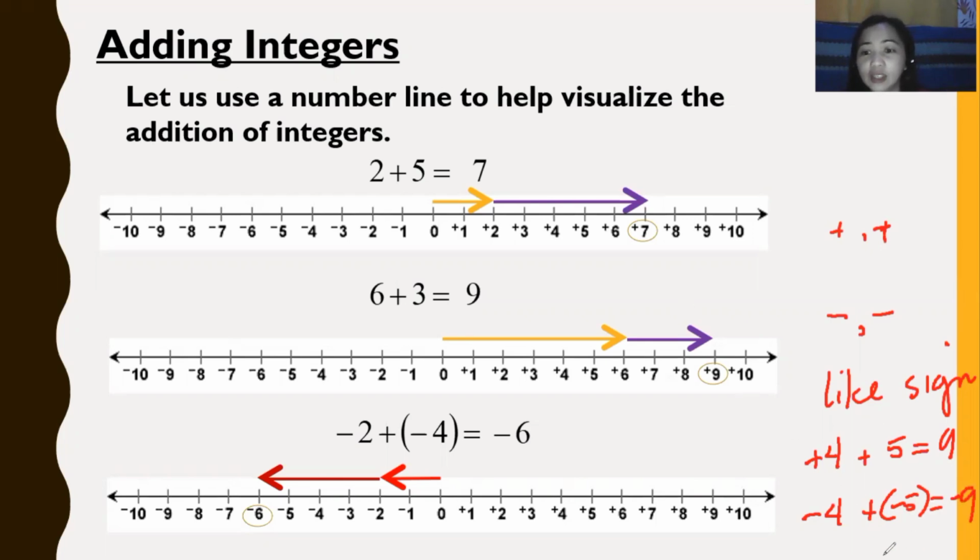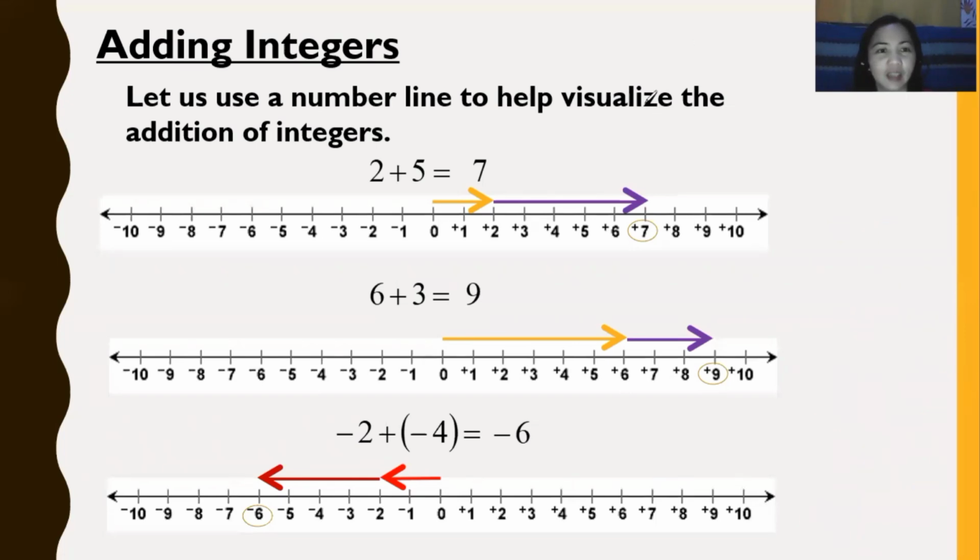So as you can see, there is a pattern here, or there is a rule here. If we are to add like sign, add the numbers, then copy their common sign. And then again, if we have like sign, add the numbers. 4 plus 5 is 9. Copy their common sign. Their common sign is negative. That is why the answer is negative 9. Now, let's proceed to the next example.